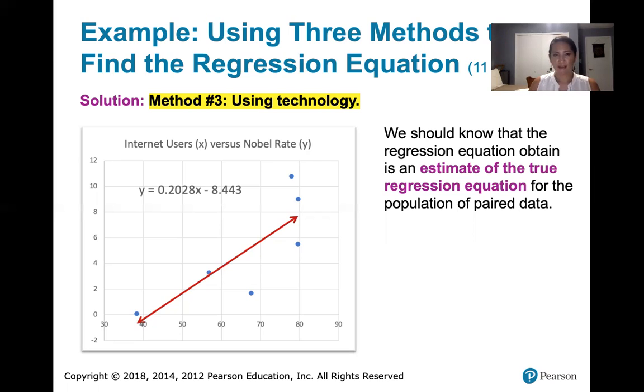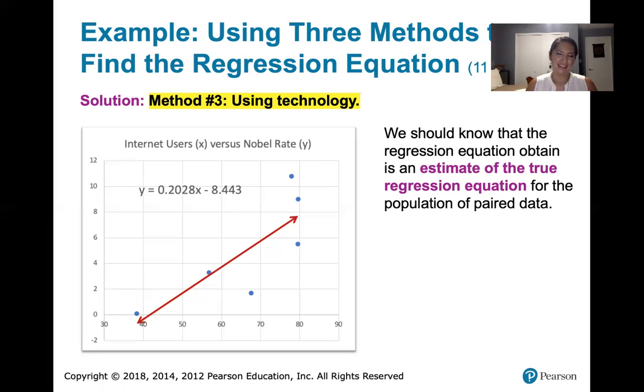So those are the rate of Nobel laureates in a country and the number of internet users per 100 in a country. If we had all the data for all of the countries, and then we were able to come up with a regression equation that included every single data point, that's the true regression equation. This is just an estimate of the regression equation. You give me 6 different data points from that population, and you're randomly selecting those 6 data points from the population of paired data, you're probably going to get slightly different values of b sub 1 and b sub 0. And that's okay, because it's an estimate of the true regression equation.